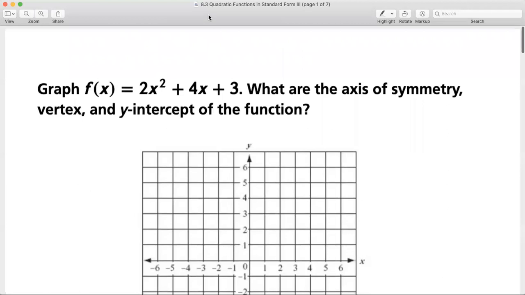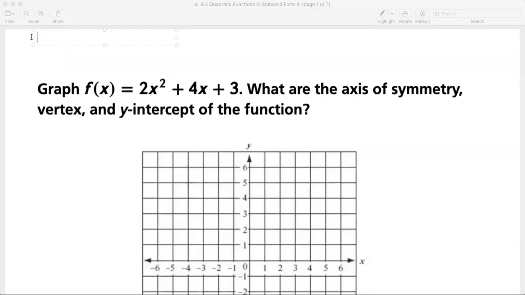This is called 8.3 Part 3 Notes. Most importantly, we're going to start graphing. Everything we're going to do today, finding the axis of symmetry, your vertex, and the y-intercept, you know how to do. That was in our previous video. Now we're going to put that all together and graph it. We've just got a couple examples, so let's go ahead and get started.